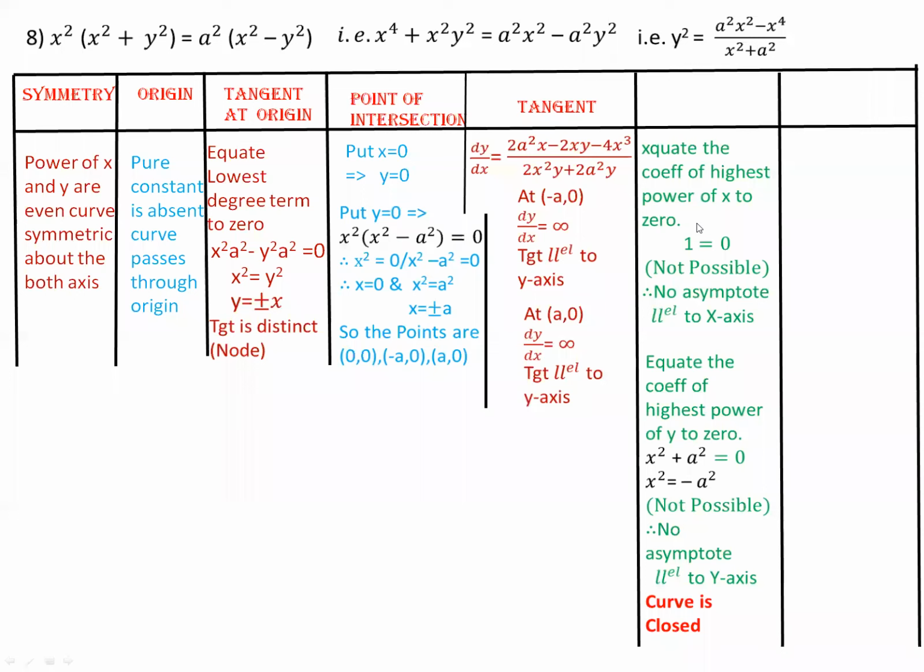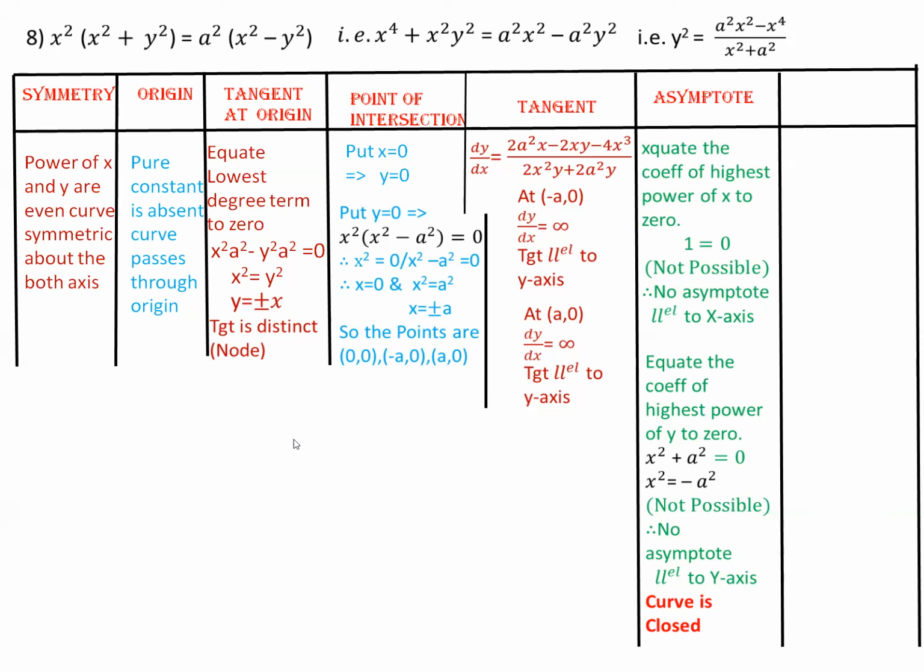Then thereafter finding out the asymptote, equating the coefficient of the highest power of x, x raised to 4. The coefficient of x raised to 4 is 1. Therefore, 1 is equal to 0. That is not possible. So, there is no asymptote parallel to the x-axis. Then, the highest power of y. If you are equating the terms, x square y square plus a square y square, here we are getting that x square plus a square is the coefficient of y square. Put x square plus a square equal to 0. That gives x square equal to minus a square, and it is not possible. So there is no asymptote parallel to the y-axis.